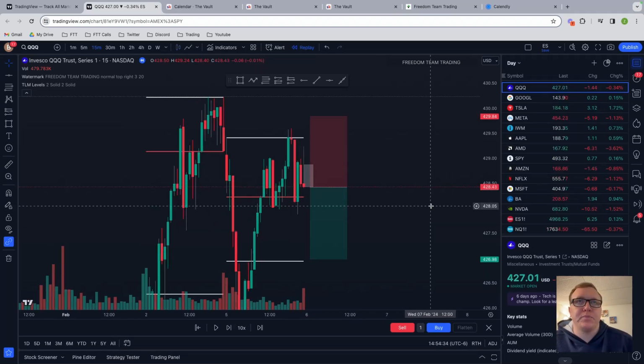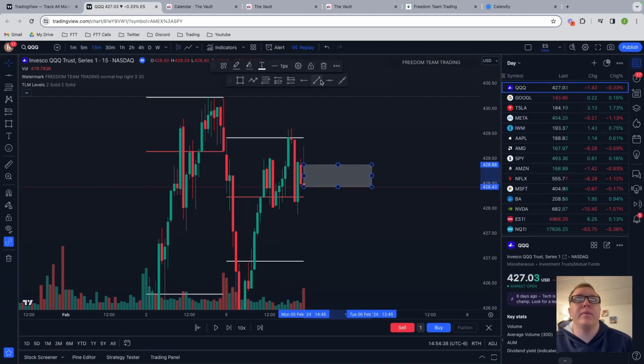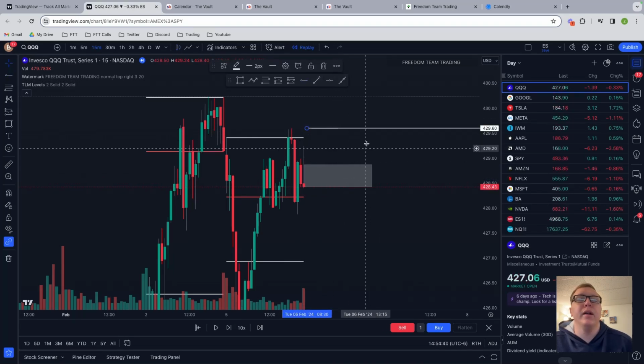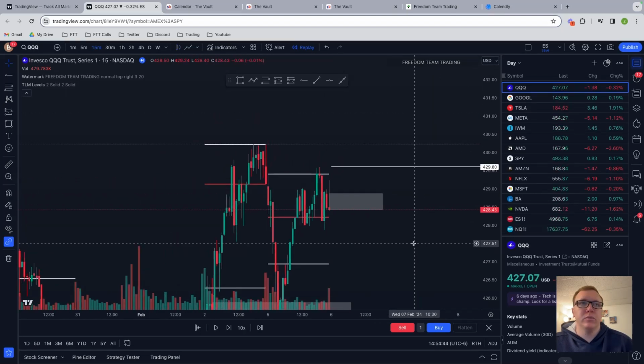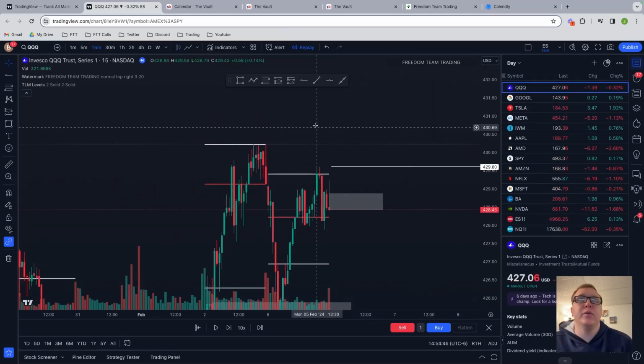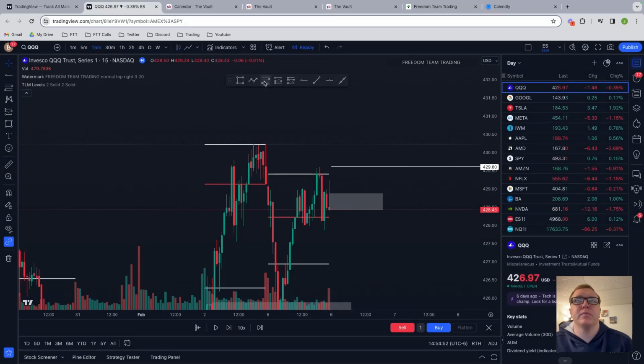Again, I start the day looking at the 15-minute. Obviously, we gapped up right around here. So I knew that in order for longs to be playable, I want price to come back into demand and then react. I want to see buyers step in.